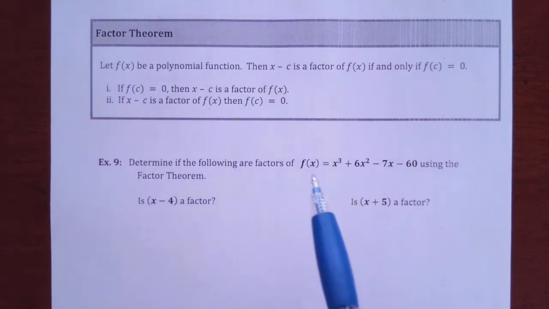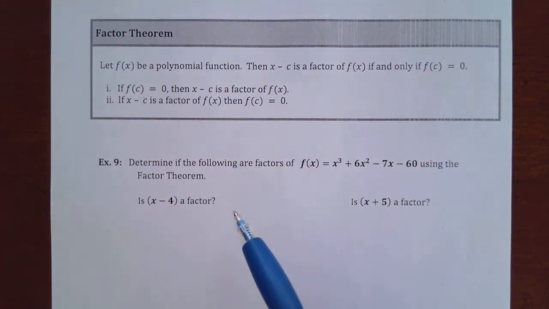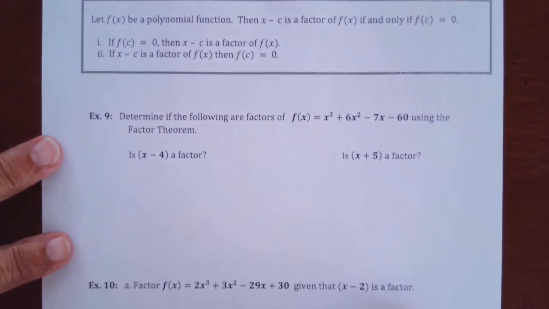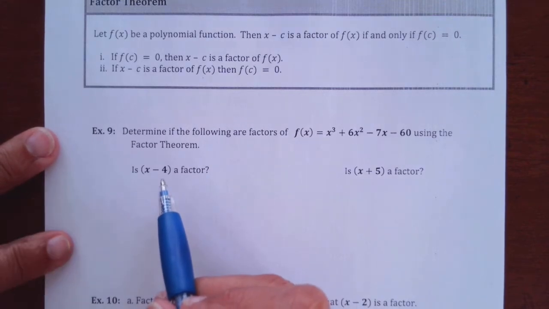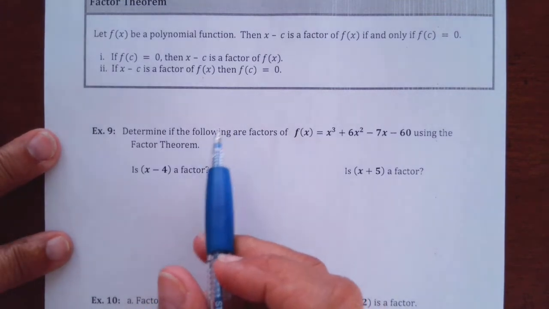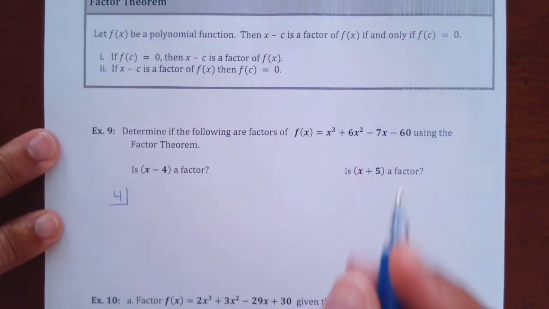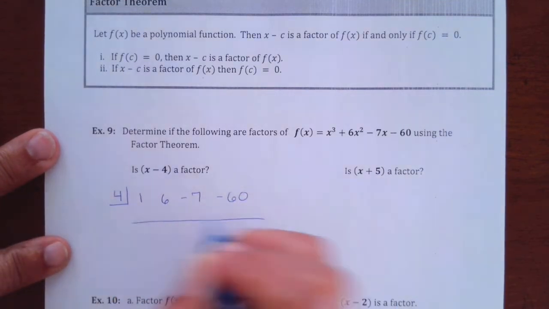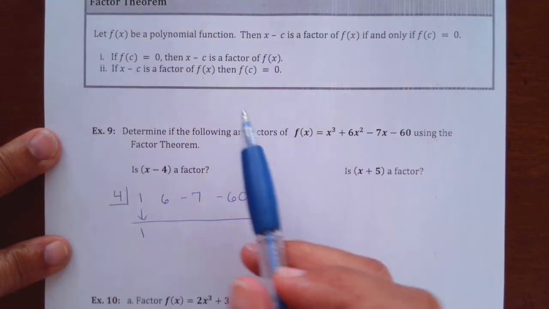All right, so determine if the following are factors of this polynomial. Use the factor theorem. So is x minus 4 a factor? I'm going to do them one each way so you can see. You can pick whichever way you'd like to do it. So let's do x minus 4 using synthetic division, seeing if we get 0 as the remainder. We're going to put 4 in the box. We've got our polynomial, so we're going to do 1, 6, negative 7, negative 60. We're going to bring down that first term. If this is a factor, we will get a remainder of 0.